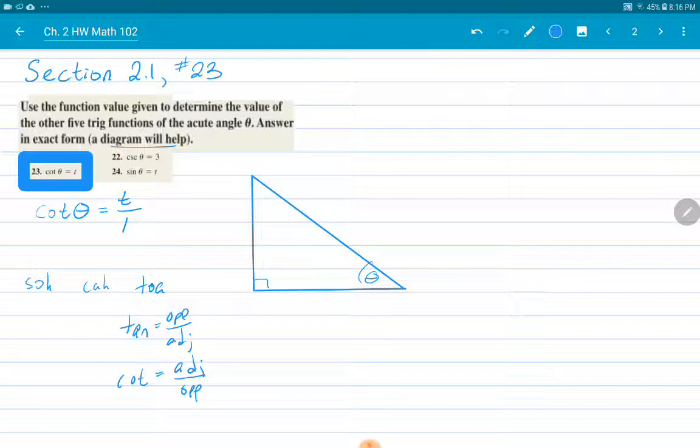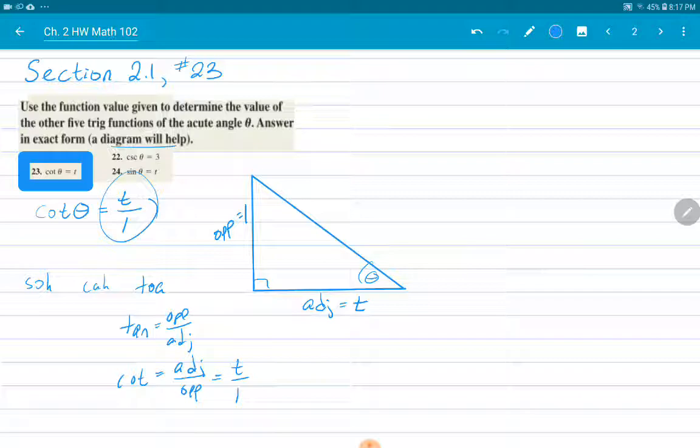So from this angle theta, here's my adjacent side, and here's my opposite side. And if it's adjacent over opposite, and I see it's t over 1, then this side is t, and this side is 1.